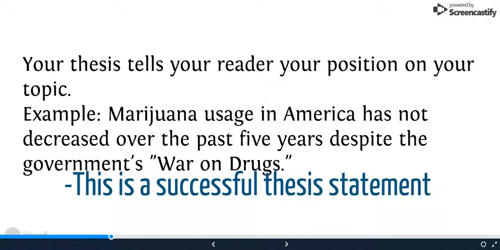Your thesis tells your reader your position on your topic. Marijuana usage in America has not decreased over the past 5 years, despite the government's war on drugs. Oops, a little error with that quotation mark. This is a successful thesis statement.